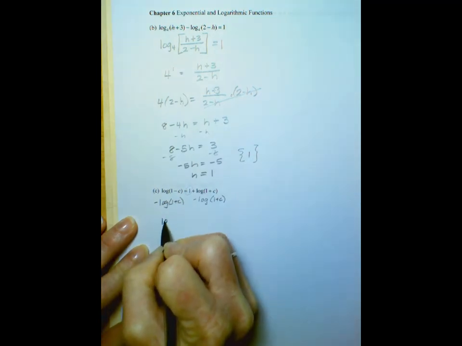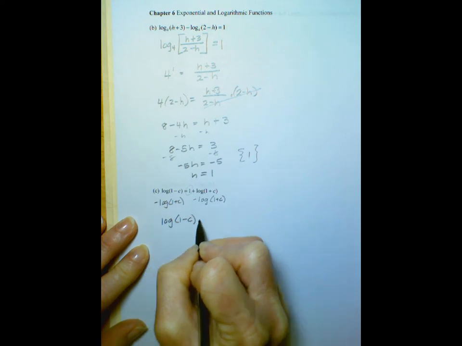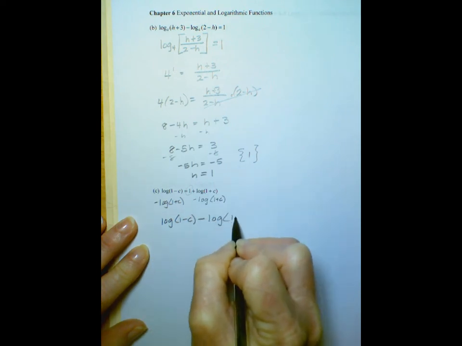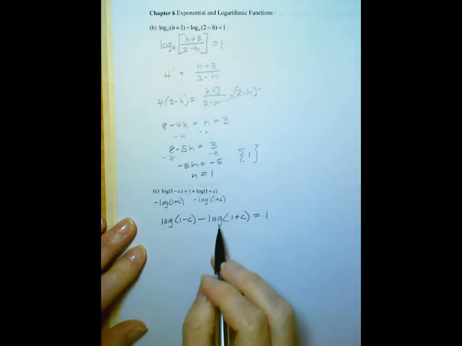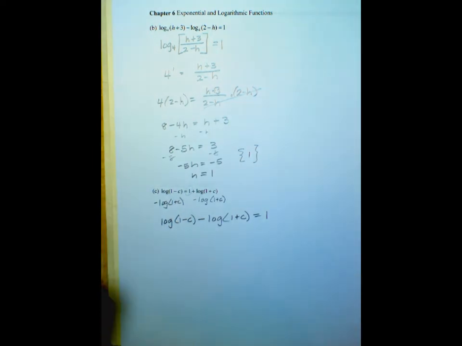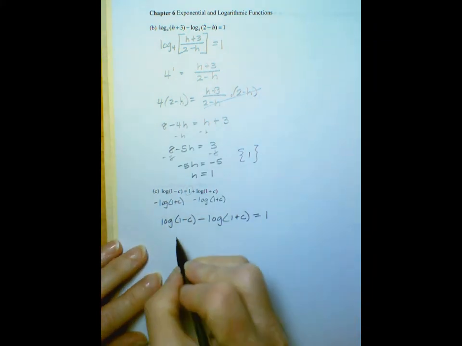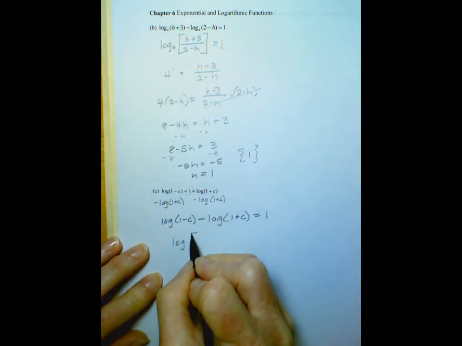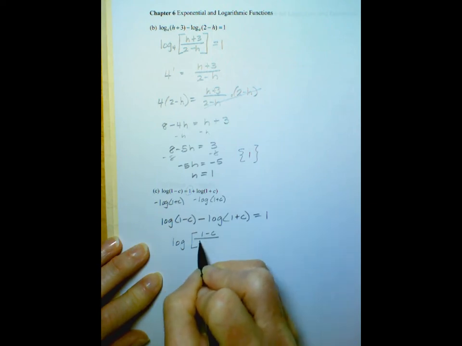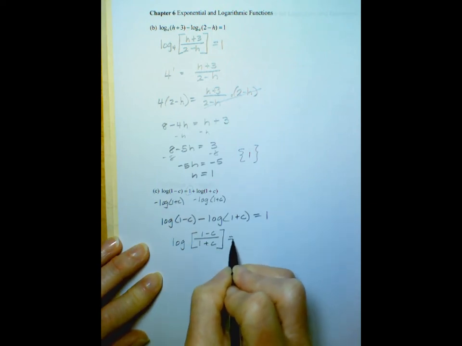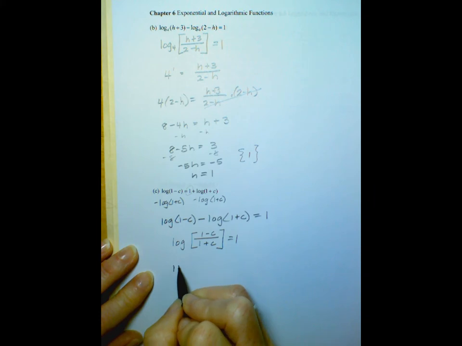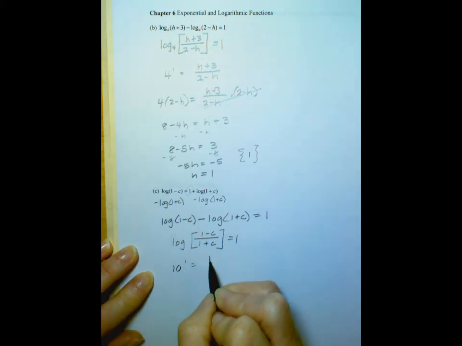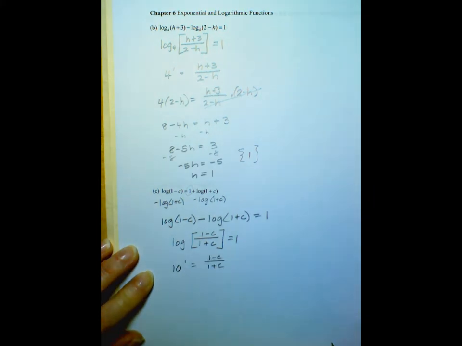So we have the log of 1 minus c minus the log of 1 plus c equals 1. So now we'll combine those into a single log and use the definition, which means, like we just did, change it to an exponential. So this is the log base 10 of 1 minus c over 1 plus c equals 1. Change it to an exponential. What's a? 10, right? The base is a. 10 to the 1 equals 1 minus c over 1 plus c.